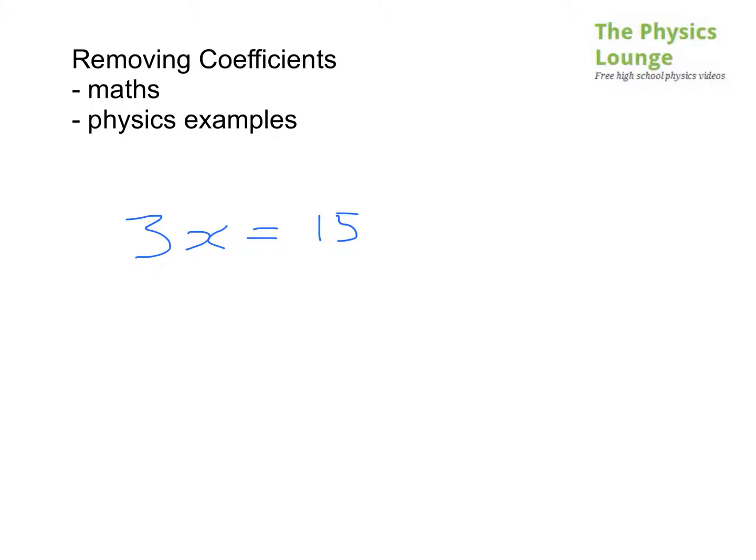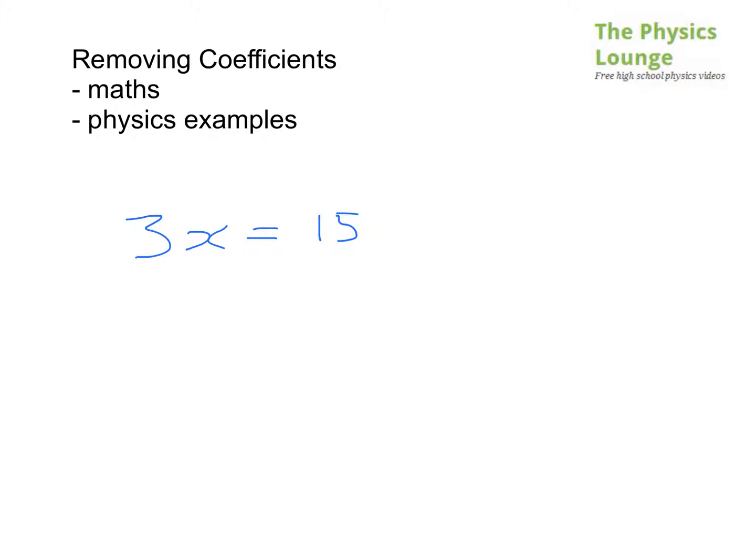So in this video we're looking at removing coefficients. That's maths for physics, and we're removing coefficients. The example here, which is a maths example first up, we've got 3x equals 15. Now you can do a kind of guess and check and throw in 5 in the place of x and say that x equals 5, because 3 times 5 equals 15. But we need to understand how to actually rearrange it.